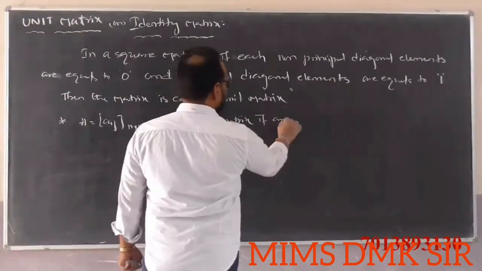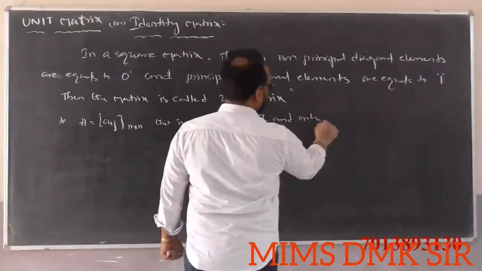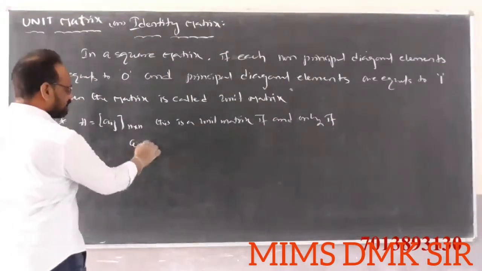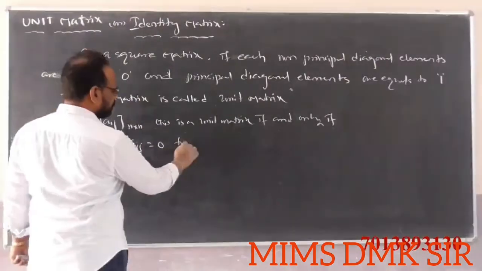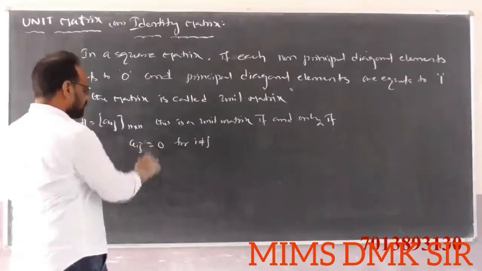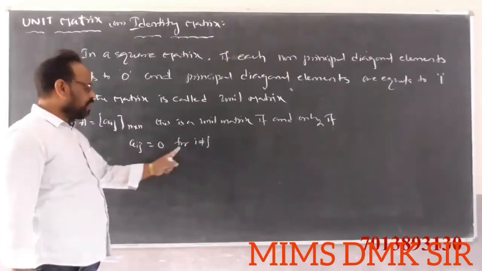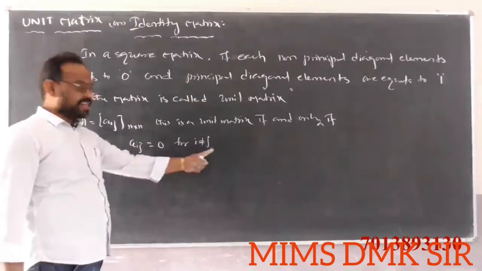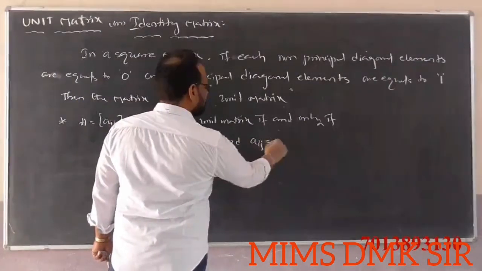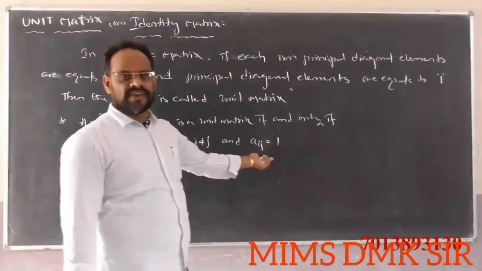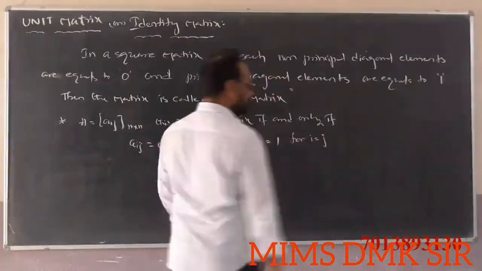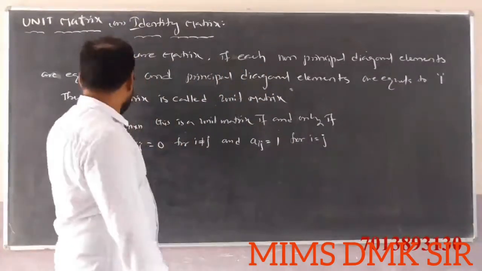If and only if A is a value 0 for i not equal to j, and A is a value 1 for i equal to j. Observe here, some compact form, that is the general form.